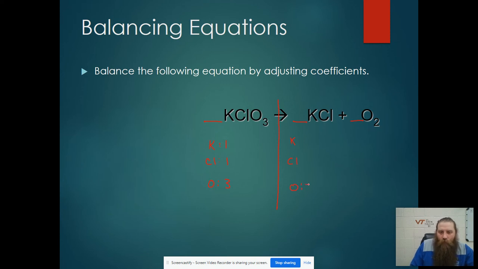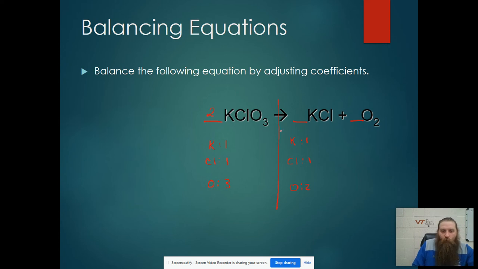KClO3. We have 2, 1, and 1. All right, the 1s are good. I have O's 2 and 3. What do I do? Well, in this case, I'm just going to take whatever subscript, because I have 2 and 3. I know the least common multiple of these two is going to be 6. So I'm just going to put a 2 out front there.